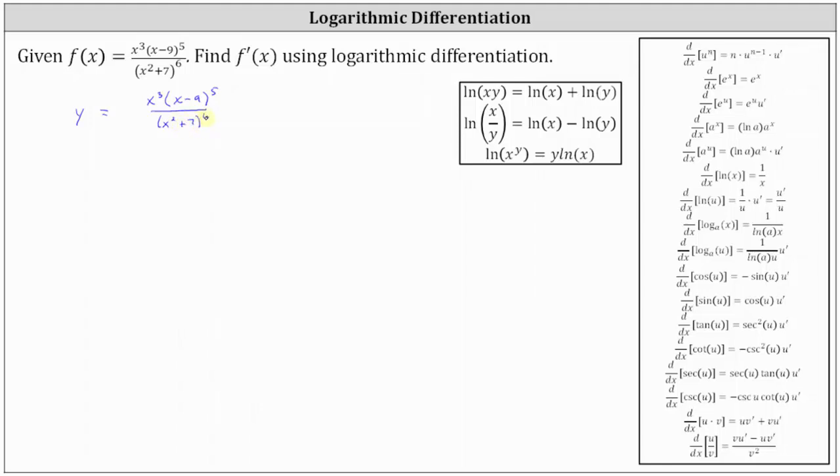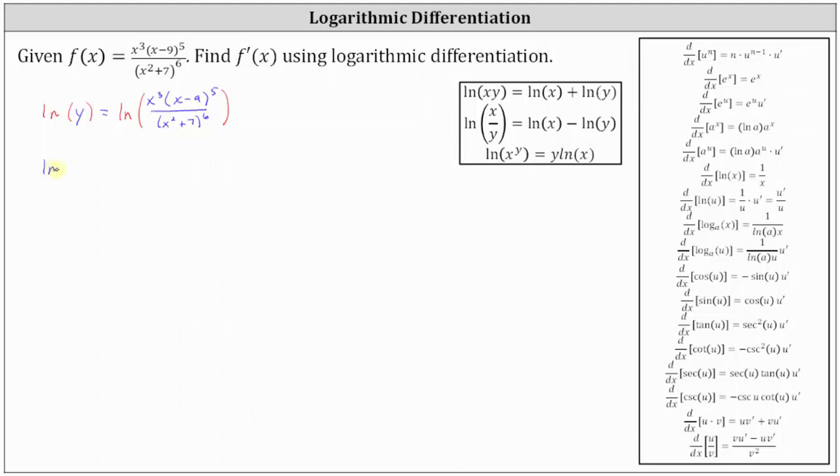And now we will take the natural log of both sides of the equation. Then we will use the properties of logarithms to expand the right side. Let's first deal with the quotient. Since the natural log of x divided by y is equal to natural log x minus natural log y, on the right we will have the natural log of the numerator minus the natural log of the denominator.